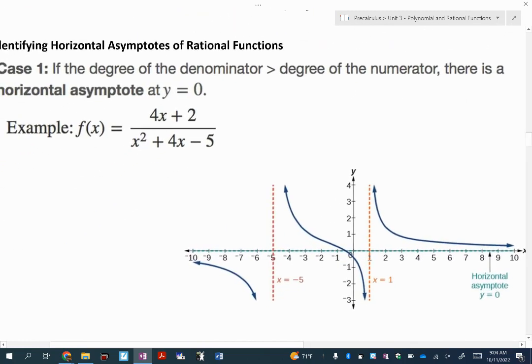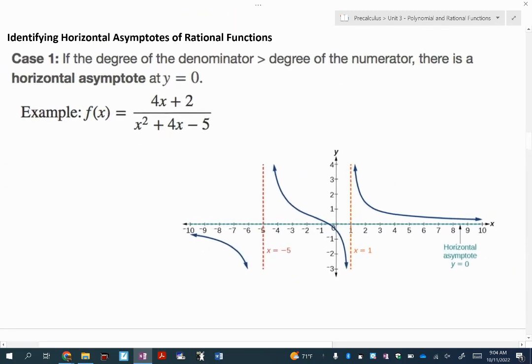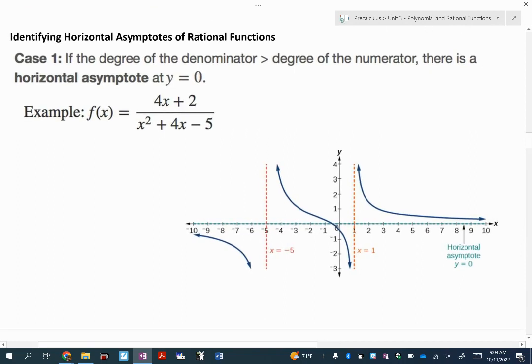Okay, let's talk a little bit about how to find horizontal asymptotes. Now, there's a lot more here than you really need to, and I'll definitely try to prep you guys for what you'll need to know for the test. But the key thing is that there's really 3 different ways that you're going to identify a horizontal asymptote. It always has to do with the degree of the numerator and the degree of the denominator.